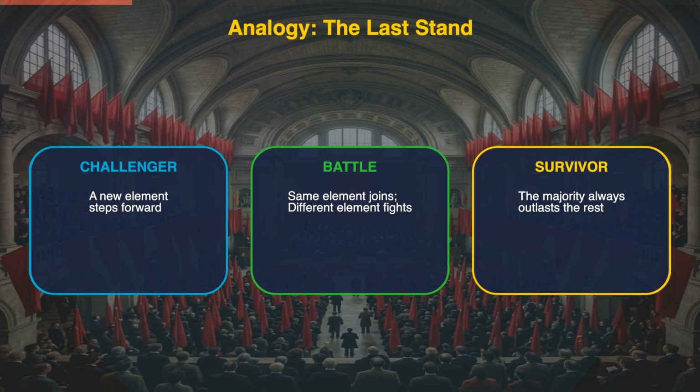To understand how we can do this without extra memory, let us look at an analogy we call the last stand. Imagine a grand election where different candidates are competing. Every time 2 different candidates meet, they cancel each other out in a battle. Because the majority candidate has more than half the total votes, even if every other candidate teams up against them, the majority candidate will still be the last one standing. This is the heart of our algorithm: survival of the most frequent.